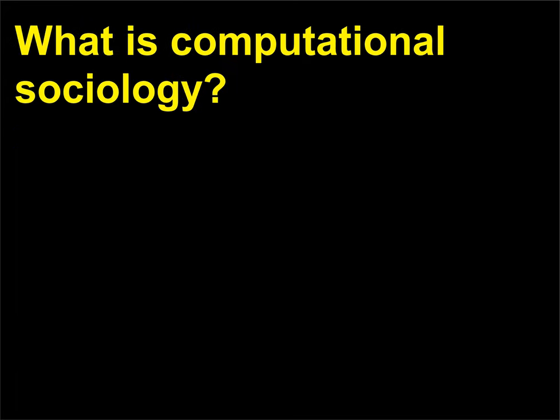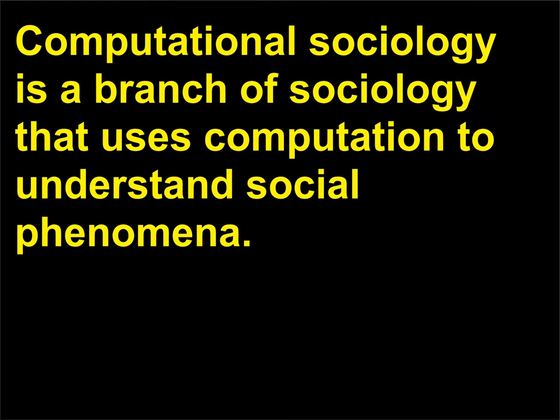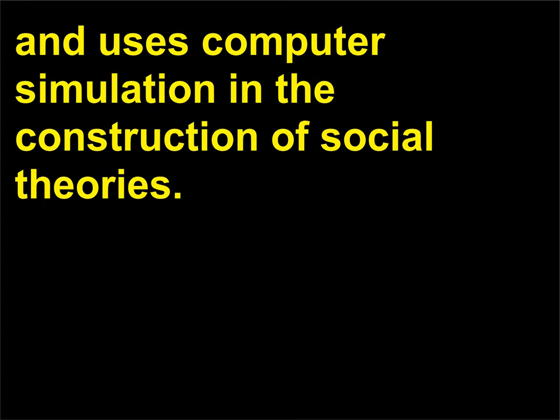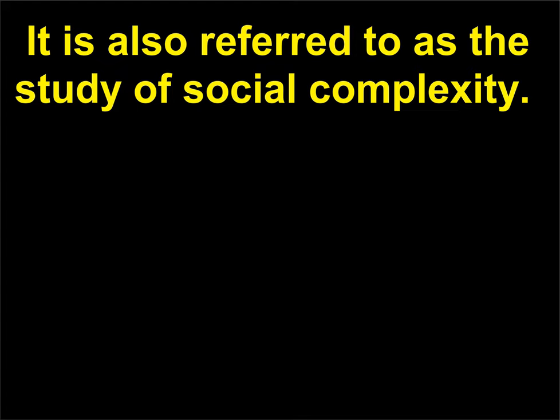What is computational sociology? Computational sociology is a branch of sociology that uses computation to understand social phenomena. It takes great advantage of statistics to determine trends in data, and uses computer simulation in the construction of social theories. It is also referred to as the study of social complexity.